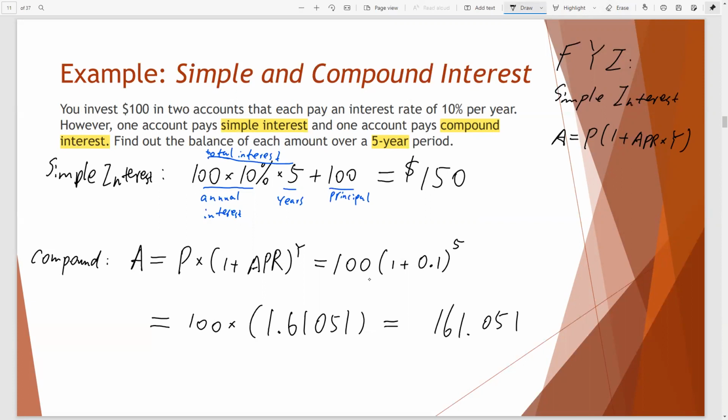Keep as many decimals as you want to. Since that's money, keep 2 digits: 161.05. So we can see the simple interest method gets $150, and compound interest gets $161.05. So it's about $11 more for the investment.